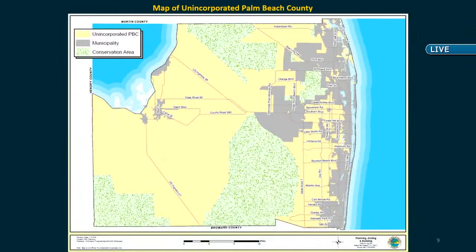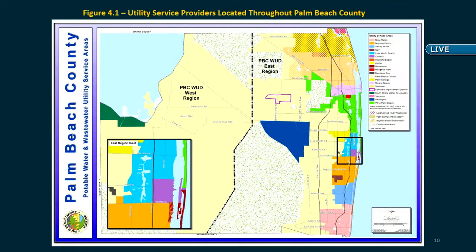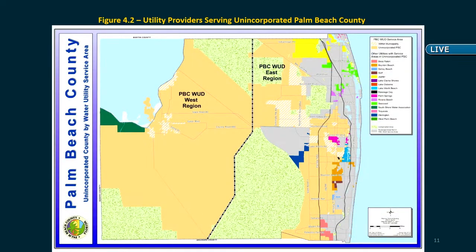Next slide. This map illustrates the unincorporated area of Palm Beach County in yellow, and the areas served by the other various municipalities in gray. Next slide. This one further demonstrates the service providers within Palm Beach County. Again, the yellow is Palm Beach County Water Utilities, plus all the other several municipalities. And we also have the city of Westlake as a user of ours.